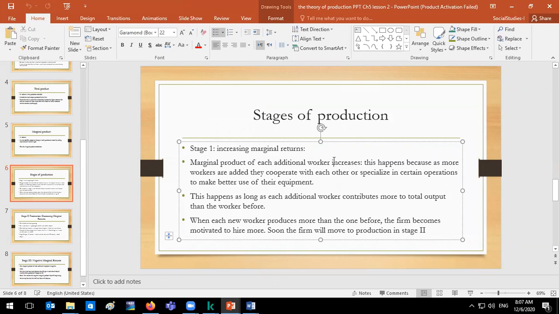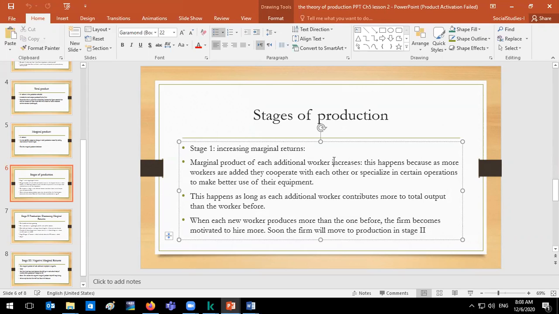Okay, because each employee is working well with their machinery, they're doing well in their position, they're learning and they're increasing production. Okay, so here this tells you this is a good sign for the producer.